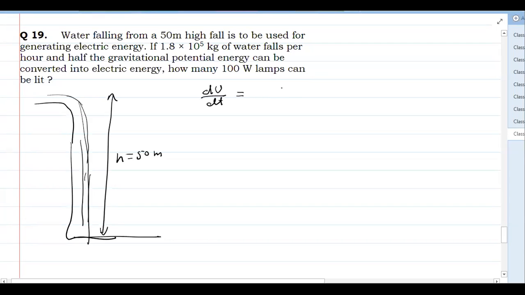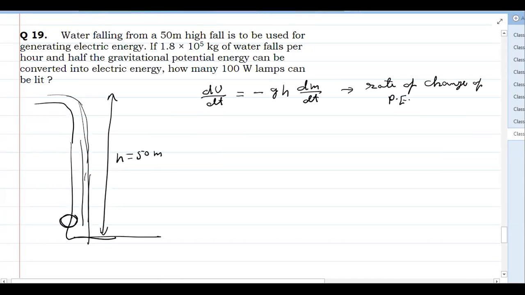mgh is the potential energy, so g and h are constant. h is given and g is fixed. dm/dt, because per second some mass is coming down. So this is the rate of decrease of potential energy, the rate of change of potential energy. Whatever potential energy is decreasing is being converted through a turbine.